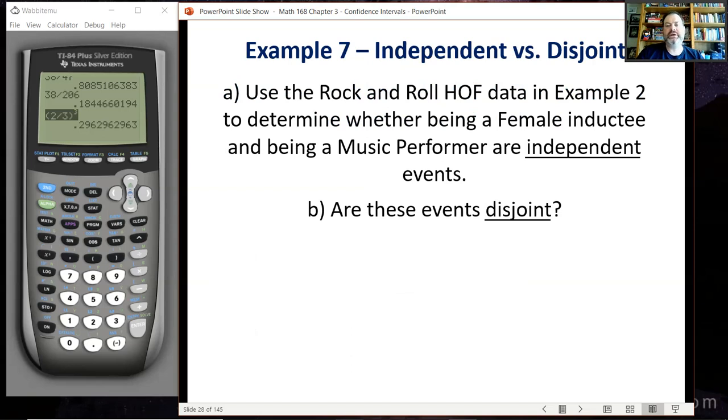Use the Rock and Roll Hall of Fame data in example 2 to determine whether being a female inductee and being a music performer are independent events. And part B, we're going to determine if these are disjoint events. So independent means if you know somebody's female, does that change the probability that they're a music performer? Or if you know somebody's a music performer, does that change the probability that they're female when compared to the entire Rock and Roll Hall of Fame?